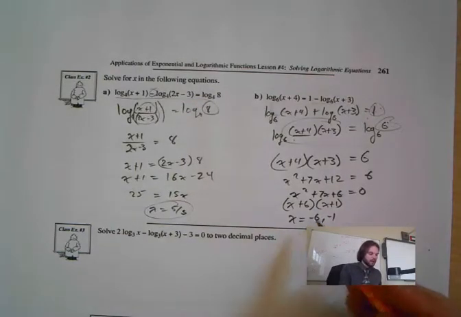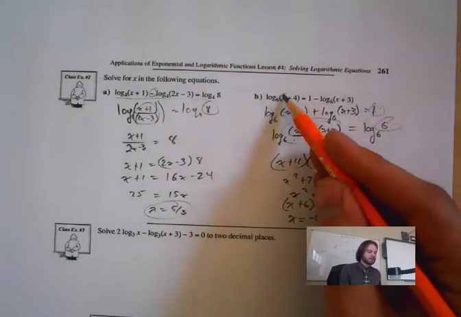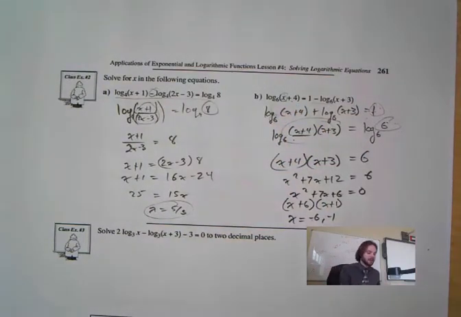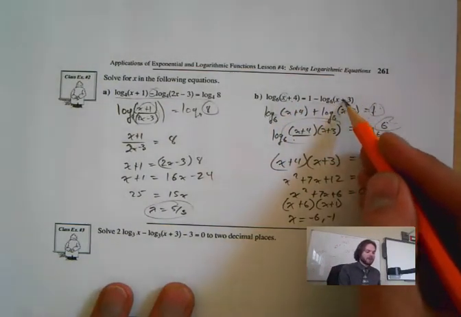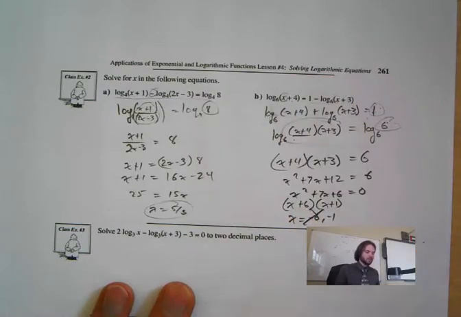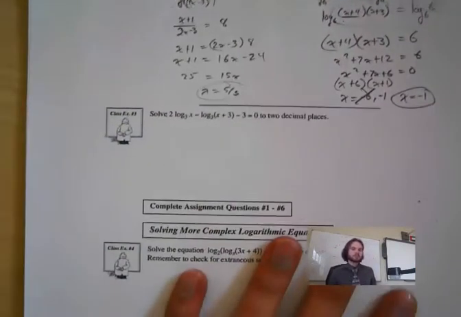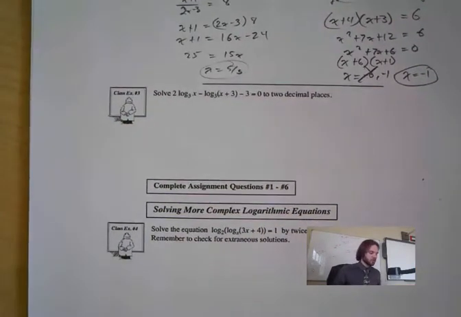I'm going to check. I put in negative 6 for x. I'm going to get log base 6 of negative 2. Now, remember, we can't take the log of a negative. And same thing here. I'm going to have negative 3. So negative 6 doesn't work because we can't take the log of a negative. So my only answer is x equals negative 1. And that is it. Let's take a look at my next question here.